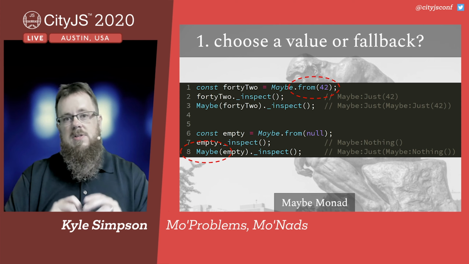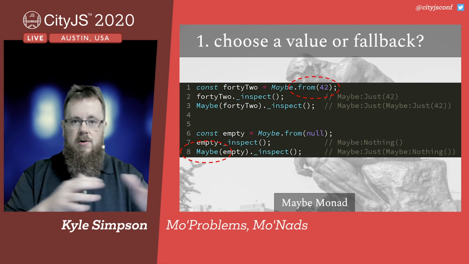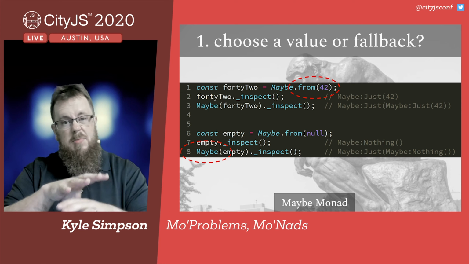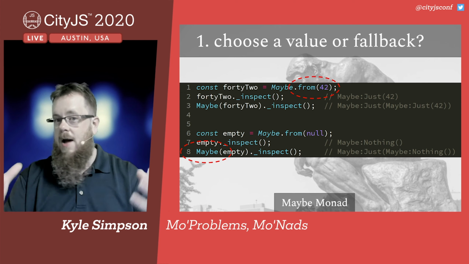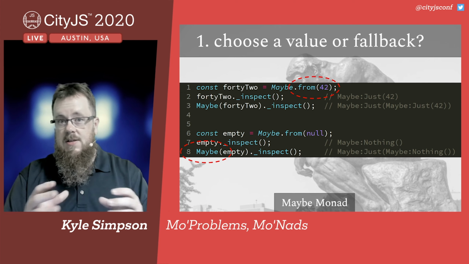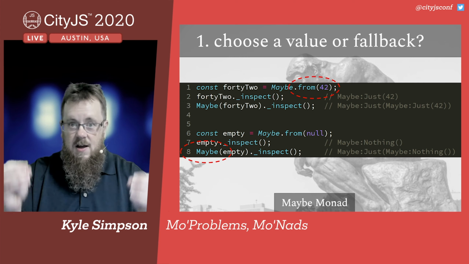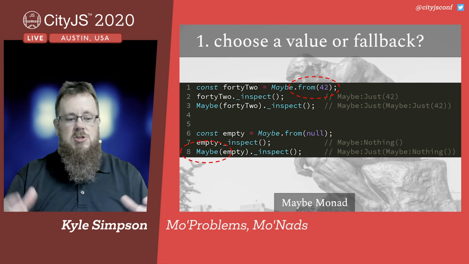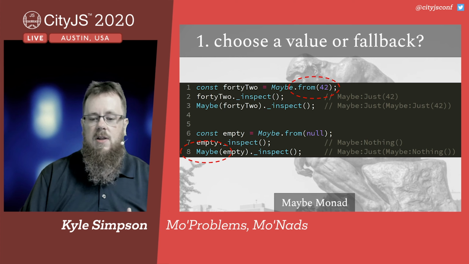And here there is no selection logic. It's not saying null or not null or anything like that. It's just simply taking whatever you pass and wrapping it in another monad. So in this case, we would take the empty, the maybe nothing, and wrap it in a maybe just. And that's what you see illustrated on line 8.